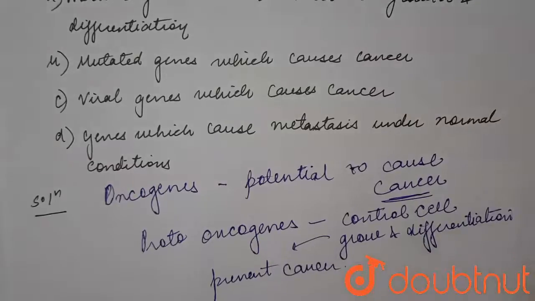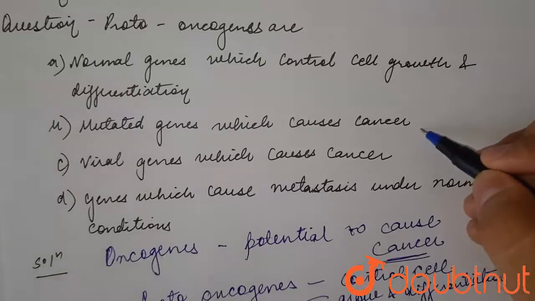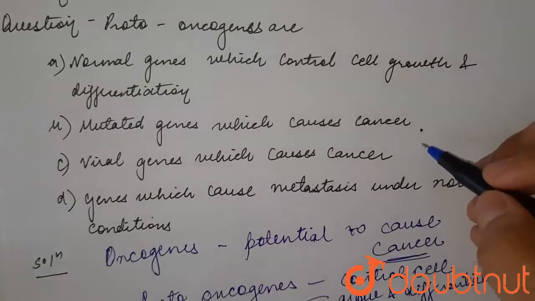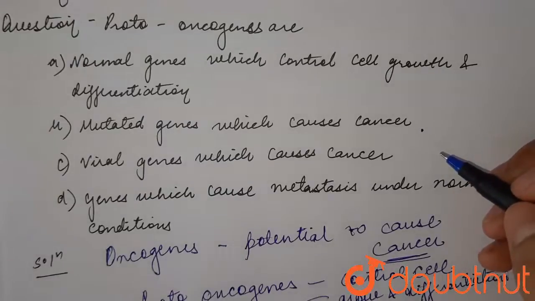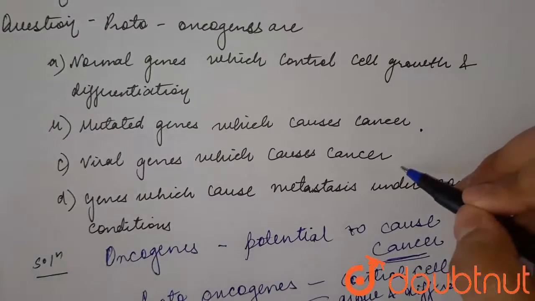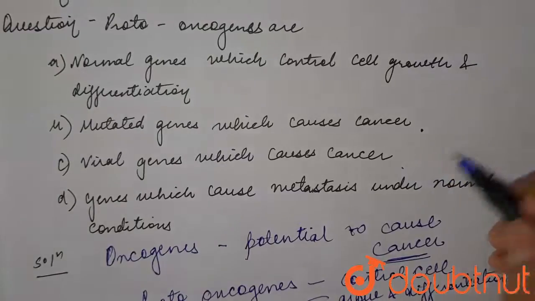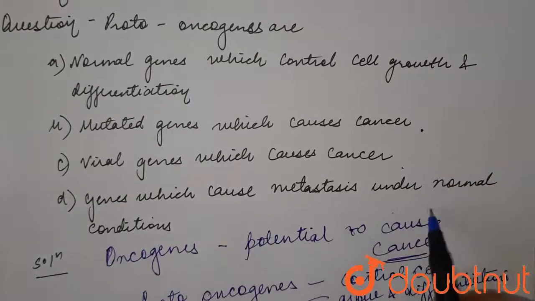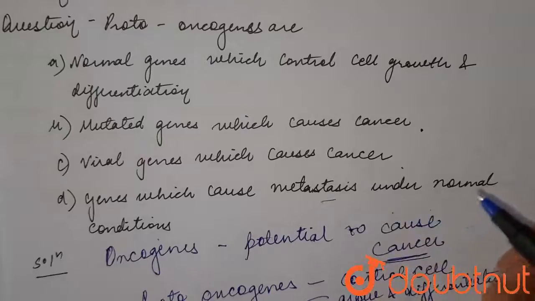So if you can see that mutated genes cause cancer, then it is the tumor cell. Then, if you know, most normal cells undergo a programmed form of rapid cell death, then it is a normal cell. But if the viral genes, then there would be the virus in the cells. Then genes which cause metastasis under normal conditions, so that is not it, is it? Like metastasis, it means the uncontrolled cell growth.